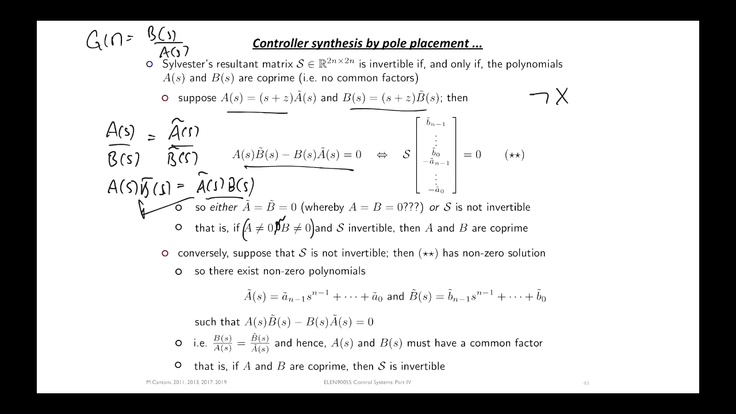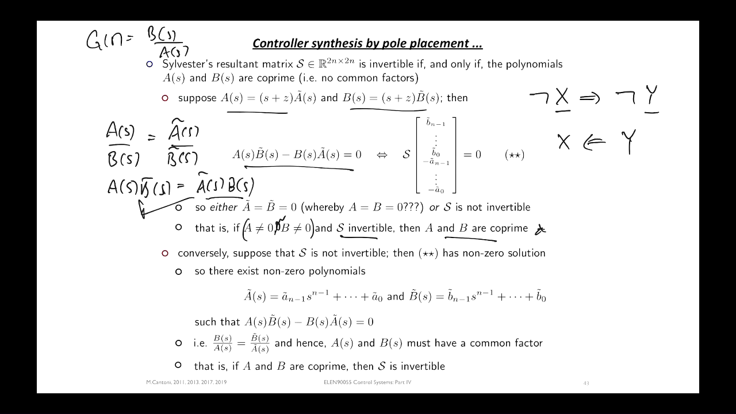not co-prime implies not invertible, right? So I'm just denoting co-prime by X and Y just to show you the propositional logic that leads to this conclusion. Well, if that's the case, then X must be implied by Y, right? So if S is invertible, then A and B must be co-prime, right?